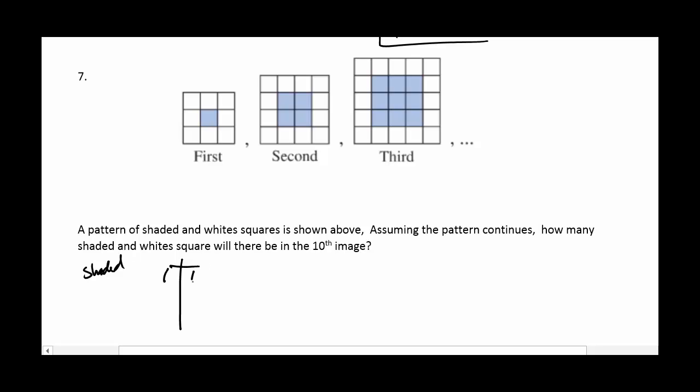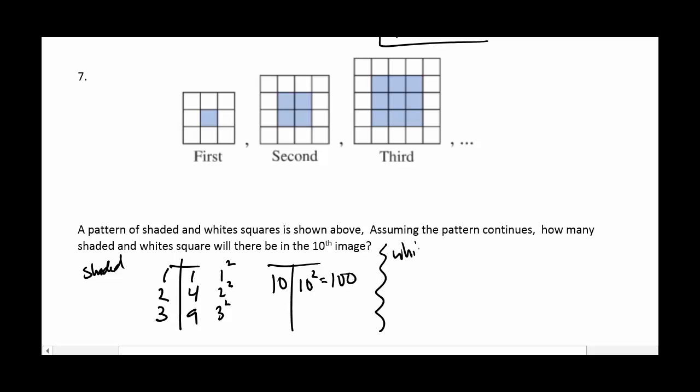In the first picture we have one square. In the second picture we have 4 squares. In the third picture we have 9 squares. Do we notice a relationship going on? Hopefully we notice that every number is squared: 1 squared, 2 squared, 3 squared to get the number of squares. So in the 10th image, if I keep this chart going, I would expect 10 squared, or 100 shaded squares. We'll come back and formalize that in a second.